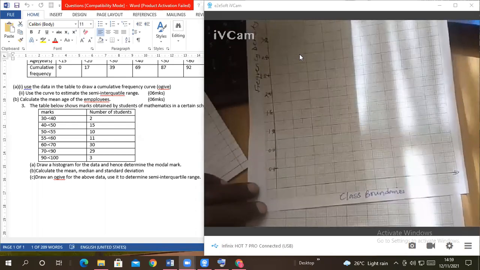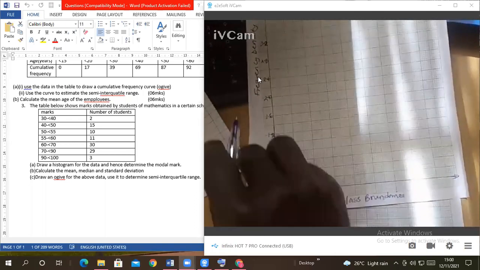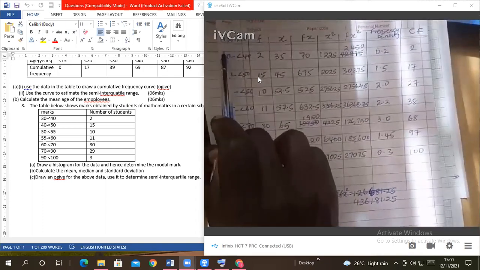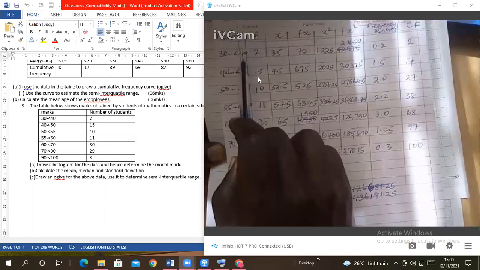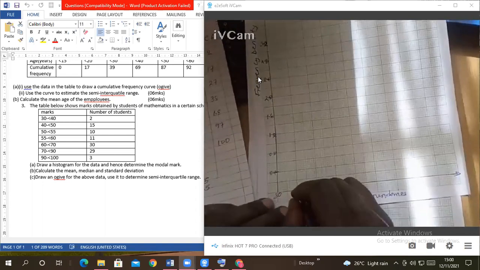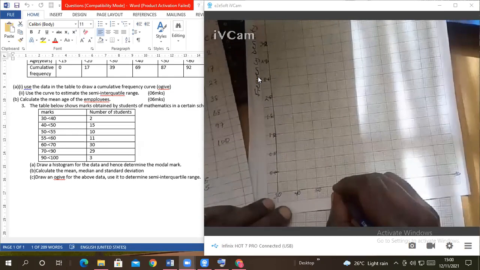We're now going to look at the lower class boundaries. We said we begin with the lower class boundary of the first class, which is 30. Then we move in that order. So we have 30 here, then leave 10, we have 40. Let's follow that. 40, we have 50. We have 60. No, we have 55, sorry.